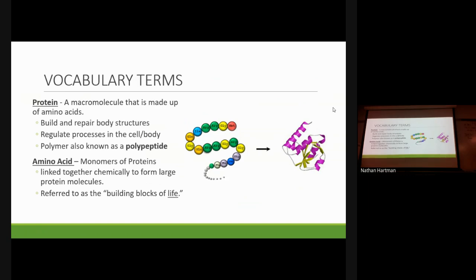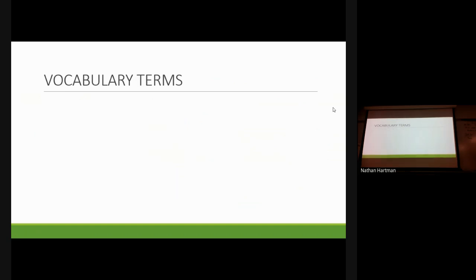Cool. Any questions there about protein versus amino acid, polymer versus monomer? Boys, are you with me? Okay. All right. A few other vocabulary terms. These are things that are going to pop up a lot.